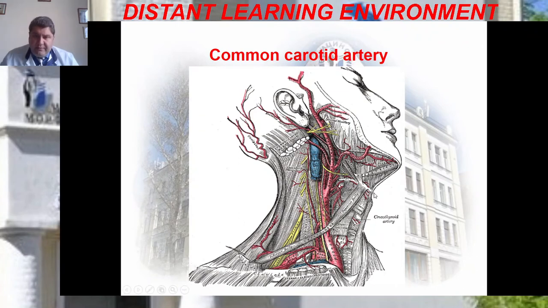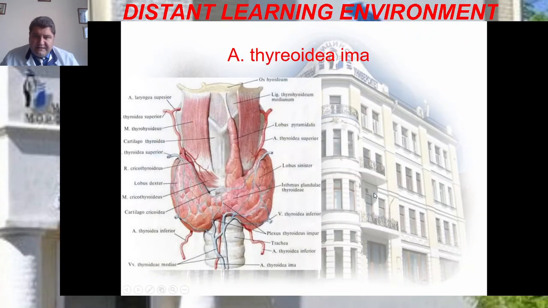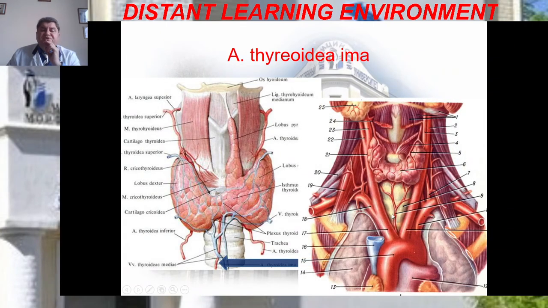Next, we talk about some abnormal branches which go, for example, to the thyroid gland. You may see the abnormal branch from the aortic arch. It's called, you may read here, arteria thyroidea ima. This is the unpaired thyroid artery.